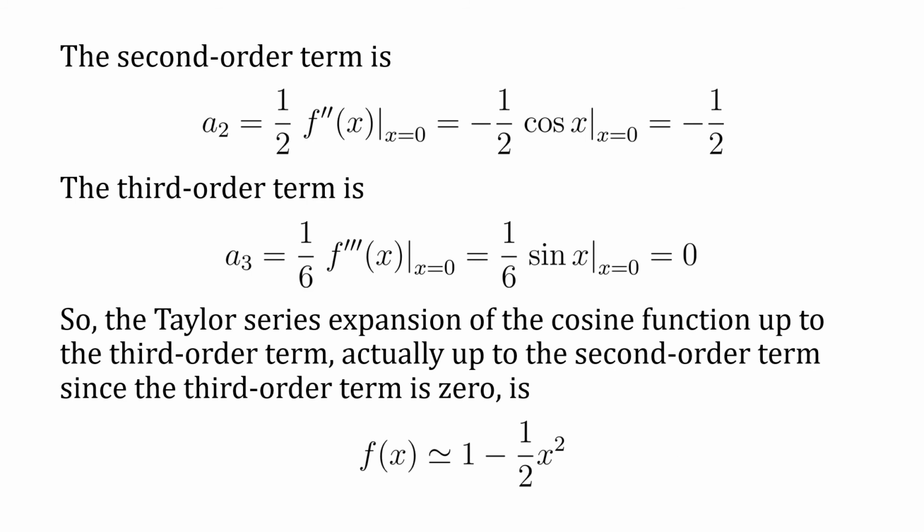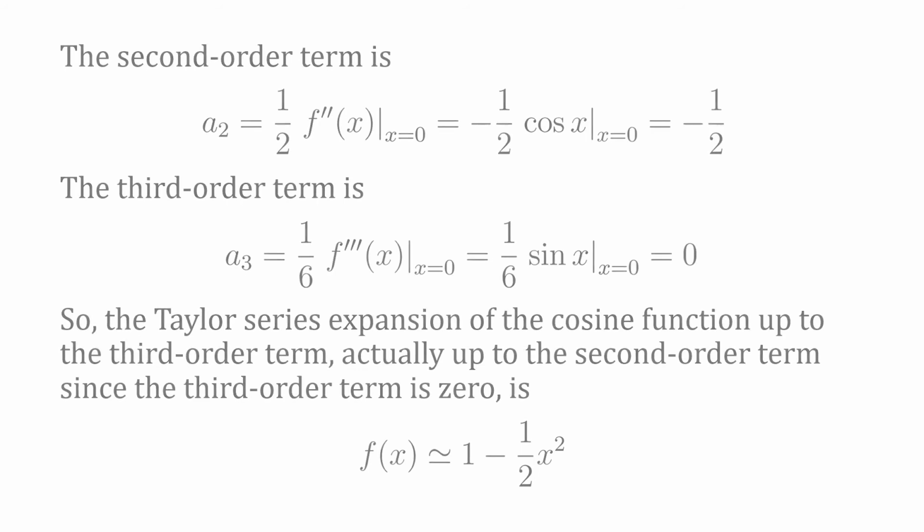The second order term is a2 is equal to 1 over 2 f2 dash of x at x equals 0, which is equal to negative 1 over 2 cosine x at x equals 0, which is equal to negative 1 over 2. The third order term is a3 is equal to 1 over 6 f3 dash of x at x equals 0, which is equal to 1 over 6 sine x at x equals 0, which is equal to 0. So, the Taylor series expansion of the cosine function up to the third order term, actually up to the second order term since the third order term is 0, is f of x is approximately equal to 1 minus 1 over 2 x squared.